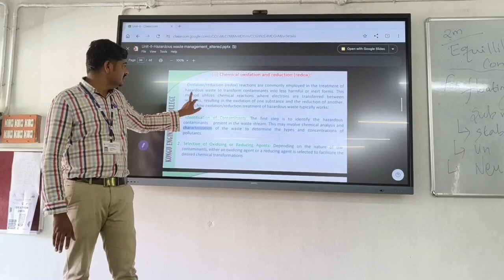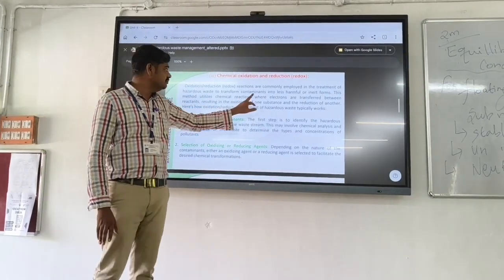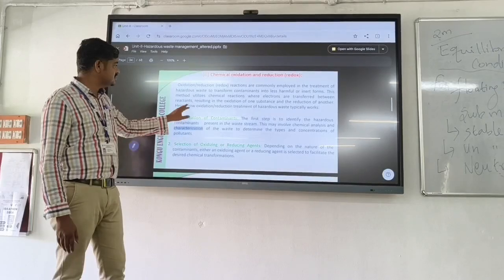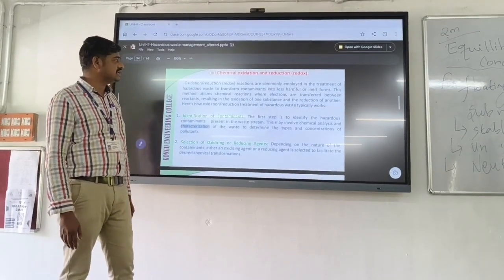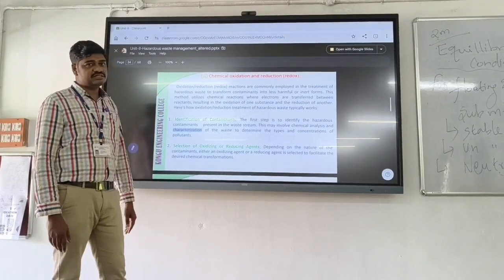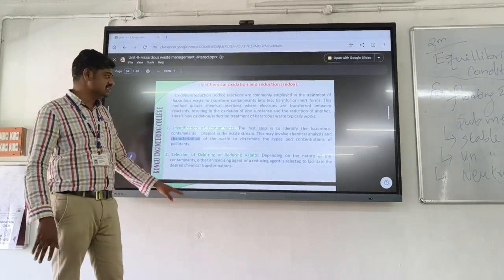This method involves a chemical reaction where electrons are transferred between reactants, resulting in oxidation. So loss of electrons we call oxidation.